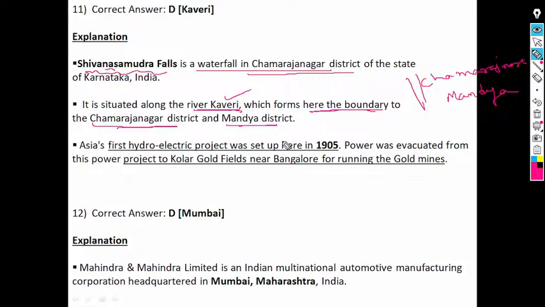Asia's first hydroelectric project was set up in 1905 at Sivasamundram waterfalls. Power was evacuated from this power project to the Kolar Gold Fields near Bangalore for running the gold mines.